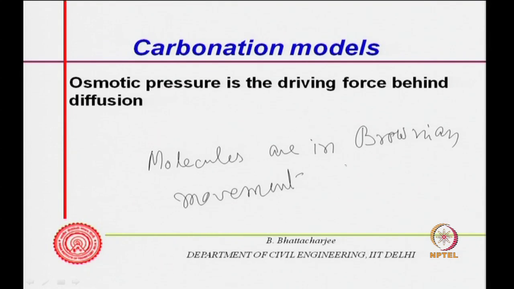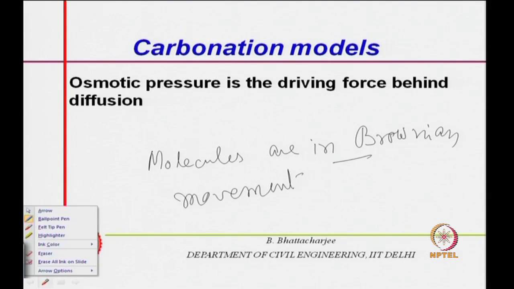So, outside, carbon dioxide molecules will be in Brownian movement and collide with each other as long as concentrations are the same. But where the concentration is less, a carbon dioxide molecule will not be able to interact with the same molecule. So, what will happen? They will penetrate inside, they will jump.